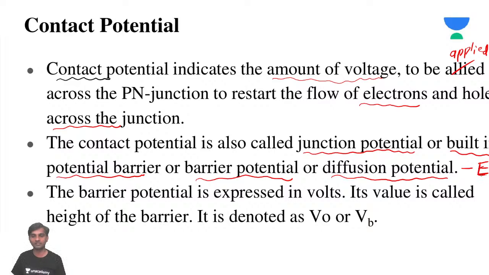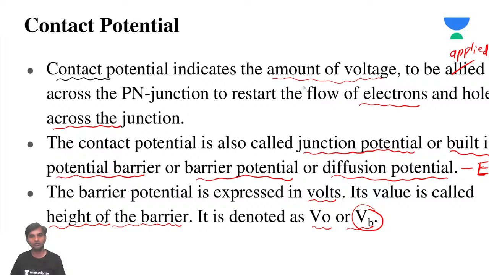The barrier potential is expressed in volts, obviously, because it is because of the electric field. Its value is called the height of the barrier, and it is denoted by V naught or VB. Generally, barrier potential is called VB.